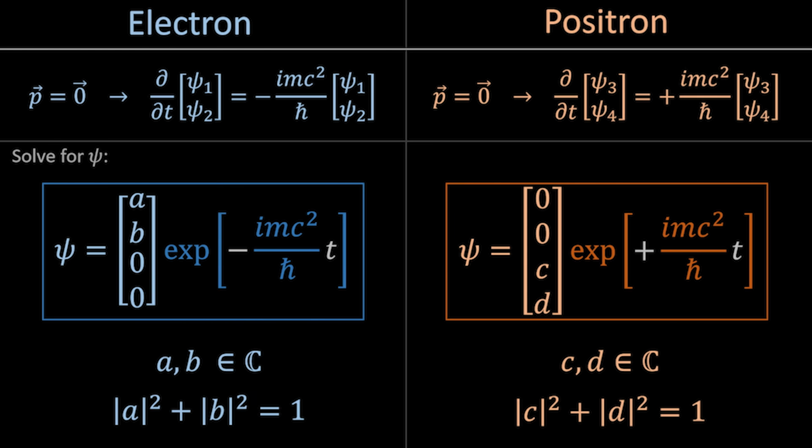You don't have to take my word for it that these 2 solutions correspond to electrons and positrons. We'll demonstrate later in this video why that's the case, and why these have opposite charge. But for now, we should just notice that the structure of the Dirac equation gives us 2 completely different ways for psi to represent a particle with 0 momentum, which differ in their orientation in time.